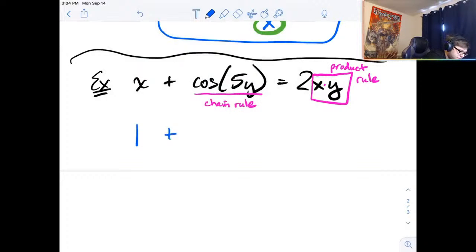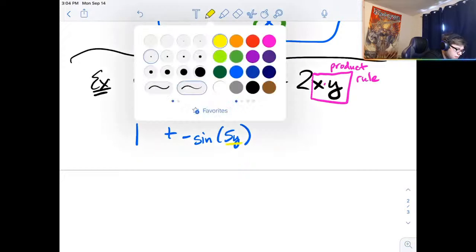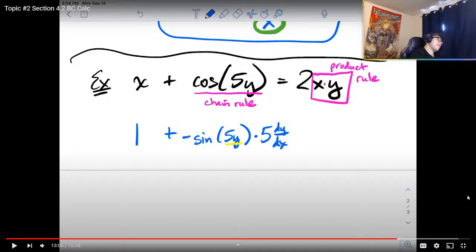Okay, so the derivative of x is 1, and x is the primary variable, so there's no extra stuff there. To do a chain rule, remember we have to start from the outside in. So the derivative of cosine is negative sine. Then we are supposed to go back and chain on the derivative of the inside stuff. But when we do that, we need to be pretty careful about it, because the derivative of 5y is technically 5 dy dx, since y is not the primary variable, you guys.